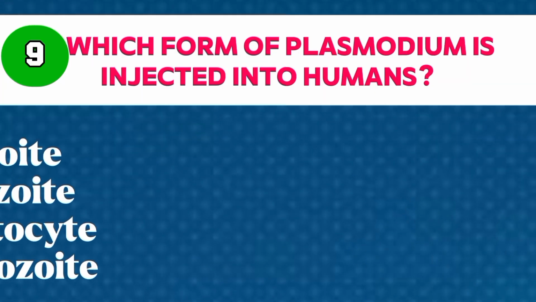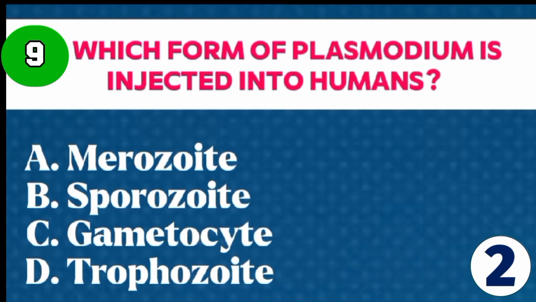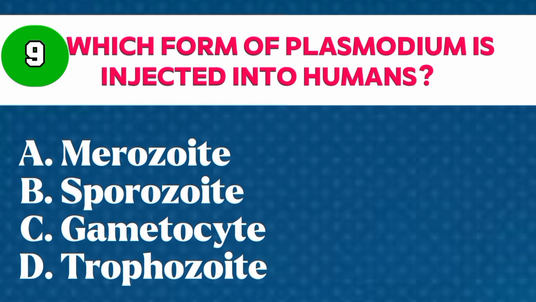9. Which form of Plasmodium is injected into humans? A. Merozoite. B. Sporozoite. C. Gametocyte. D. Trophozoite. The answer is B. Sporozoite.